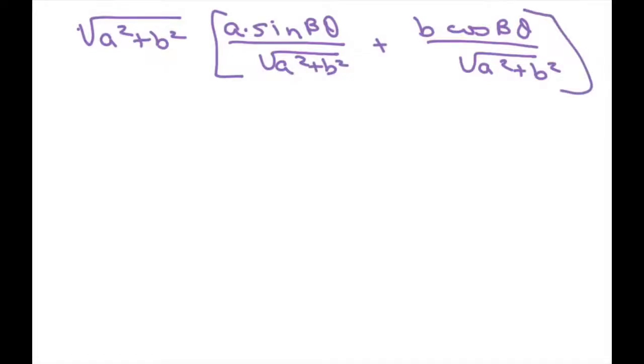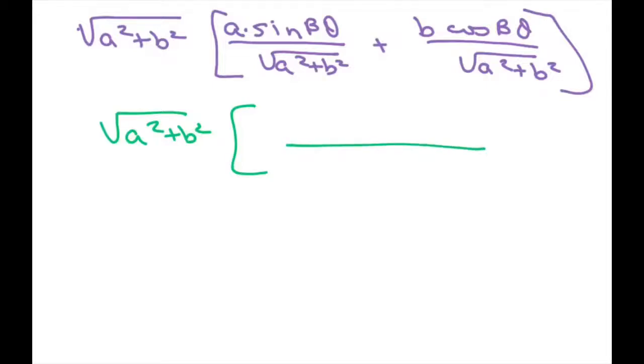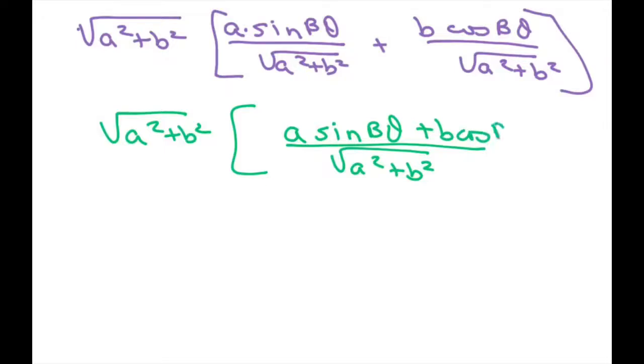Alright, so as you can see, this is going to cancel out, but I'll write it again. So the denominator is the square root of A squared plus B squared. And we still in the numerator have this. So what happens is these two cancel, and we're left with our identity here.